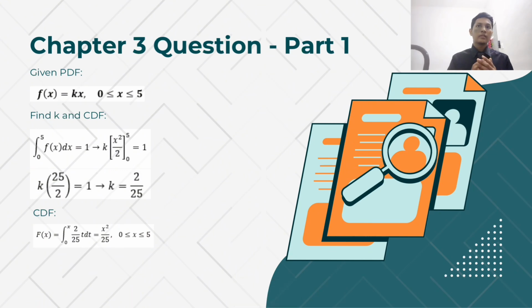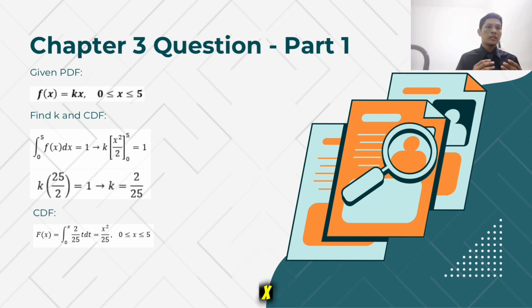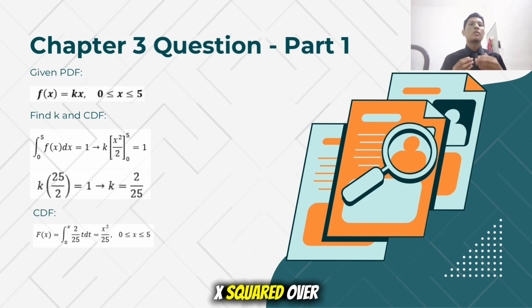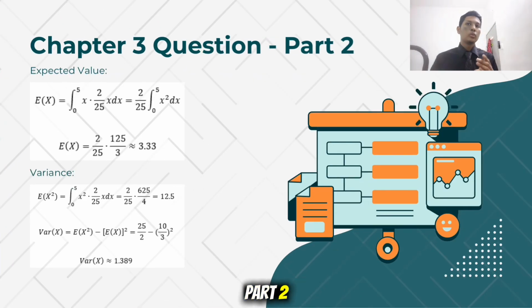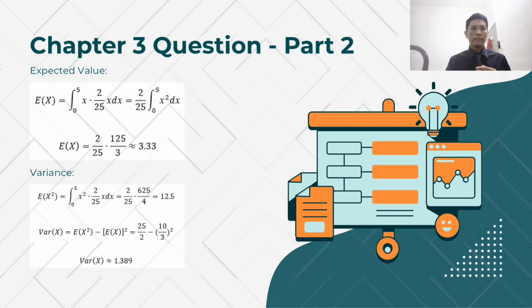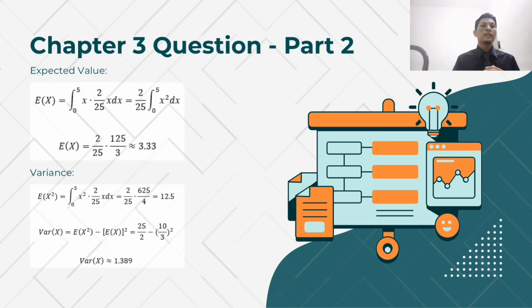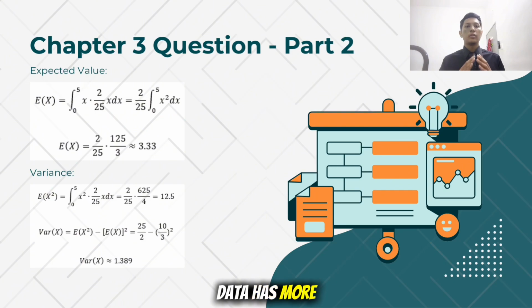For this, we work with the PDF function f(x) equal to k times x from 0 to 5. We found that k is equal to 2 over 25 and the CDF is equal to x squared over 25. Next, for part 2, we calculated that the expected value is 3.33 centimeters and the variance is 1.389. These theoretical values are lower than our experimental results, confirming that real data has more spread.